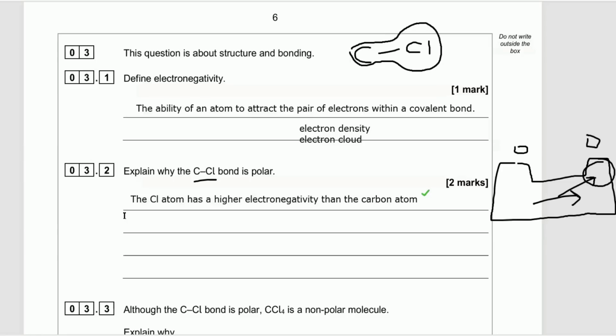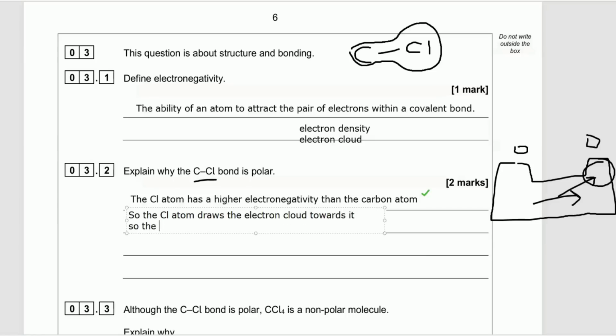So the chlorine atom draws the electron cloud, or density, I should say, towards it. This makes the electron density unsymmetrical. What do I mean by that? The cloud of electrons in the bond is withdrawn this way, making this delta negative and that delta positive. I know I've already scored 2 marks there, but I would also include that.